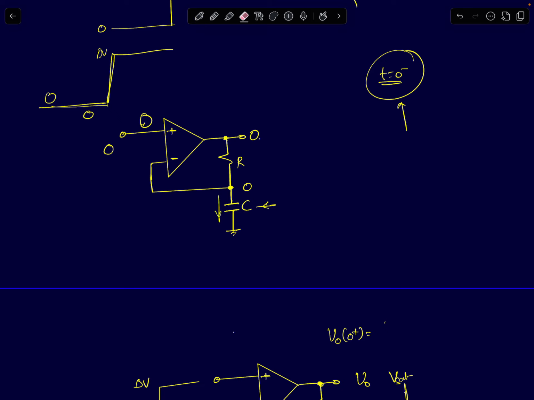So if the cap is acting like an open circuit, then the circuit will reduce to a voltage follower mode. So the output will simply follow the input voltage. So that will also come to 0 volts. Okay, the current flowing through the resistor is also 0. So the inverting node voltage will also be at 0. So V naught of 0 minus will be at 0 volts.